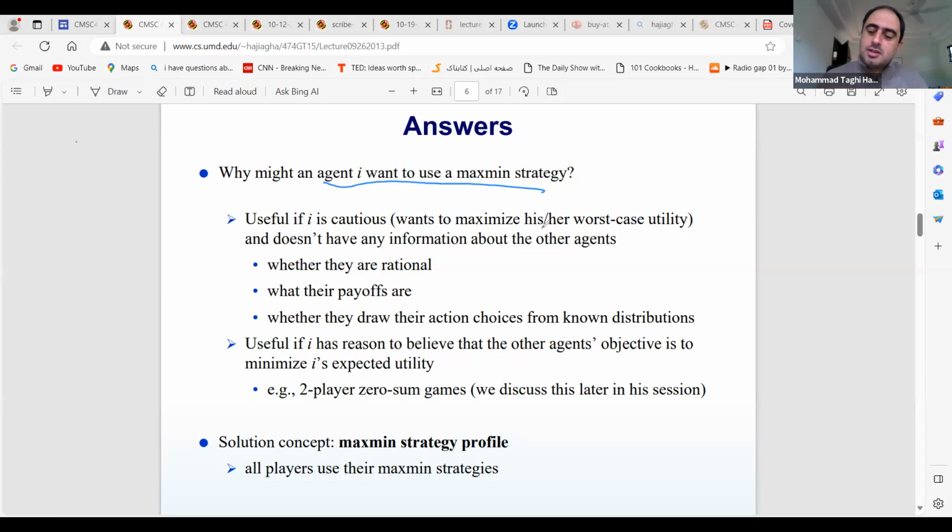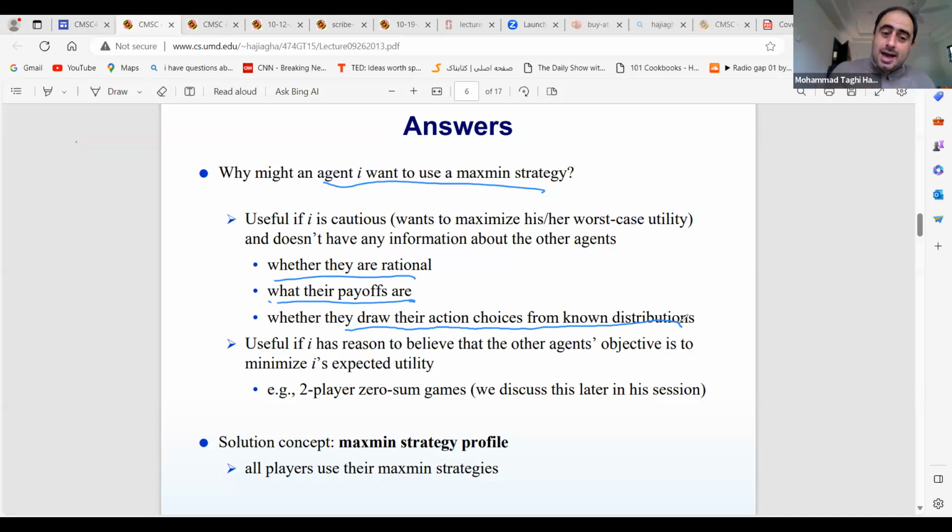For example, a strategy that you may take in a financial setting: a bank wants to make sure that in the worst case, it does not become bankrupt. And this is good because I don't have any information about the other, whether they are rational or not, what are the payoffs, and whether they draw their action choices from known or unknown distributions. I don't know anything, so I just want to maximize my security level.